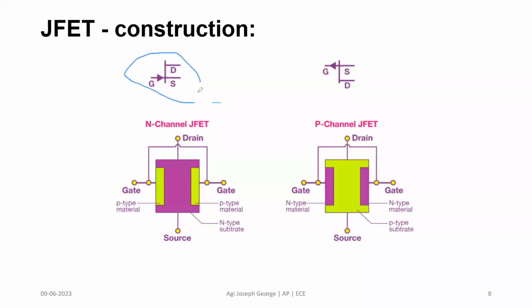You can see the symbol on the top. There is an arrow inwards, which indicates the conventional flow of current, showing that the gate region is a p-type material and the source and drain are n regions.